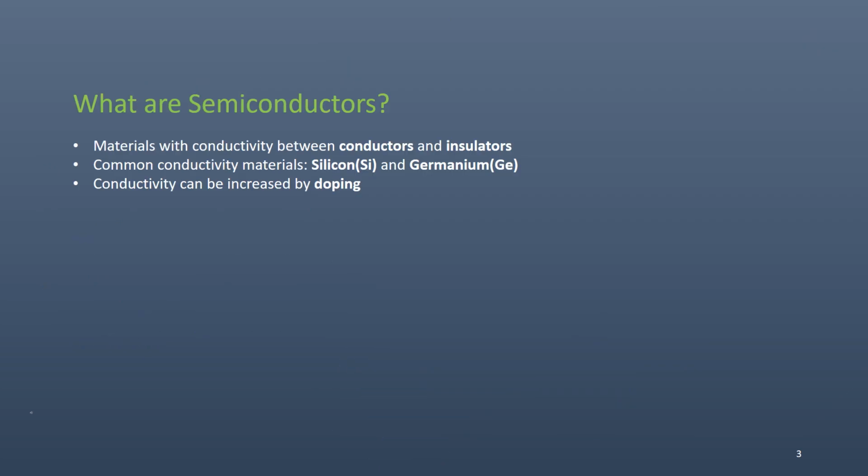What are semiconductors? Semiconductors are materials with conductivity between conductors and insulators, which means they are not good conductors or good insulators. They are between good conductors and good insulators. Common semiconductor materials are silicon, Si, and germanium, Ge. Their conductivity can be increased by doping.